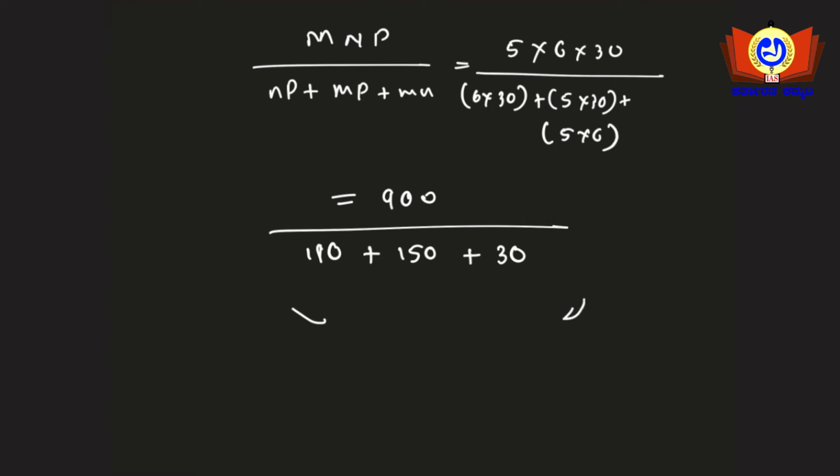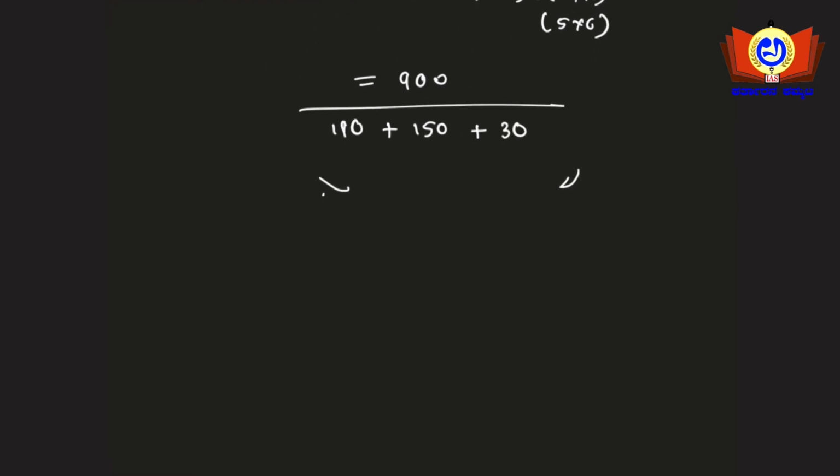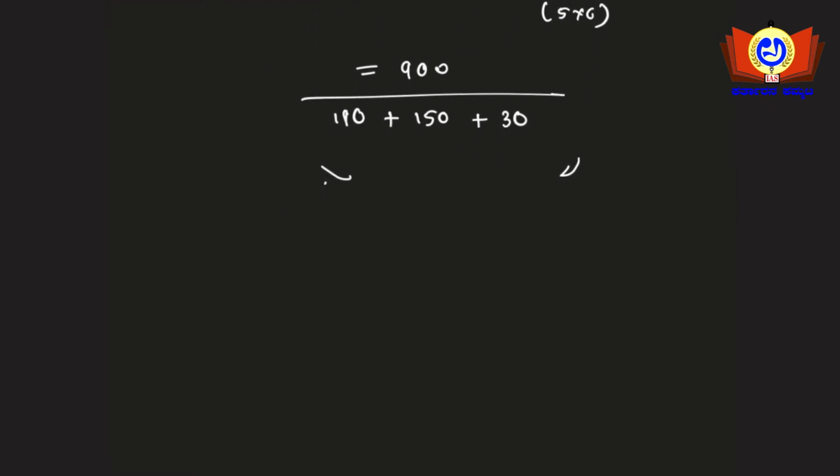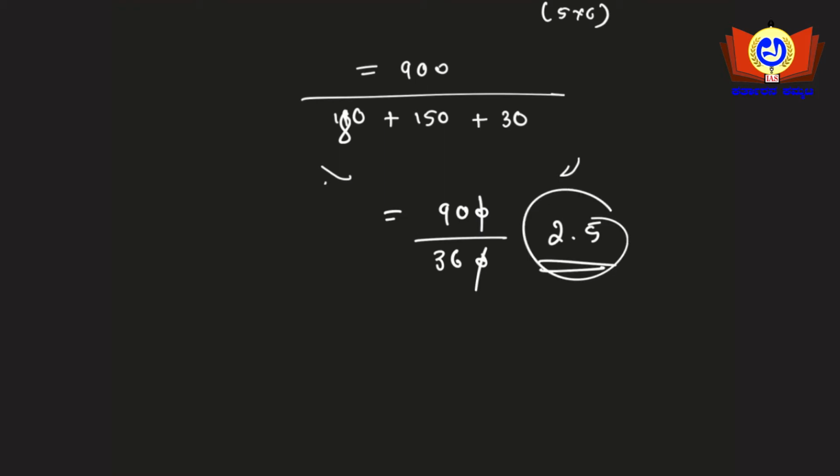900 divided by 180 plus 150 plus 30. So 180 plus 150 plus 30 is 360. 900 divided by 360, this 0 cancels. 90 by 36, that will be 2.5 here. Okay, in the formula method we arrived at the solution here.